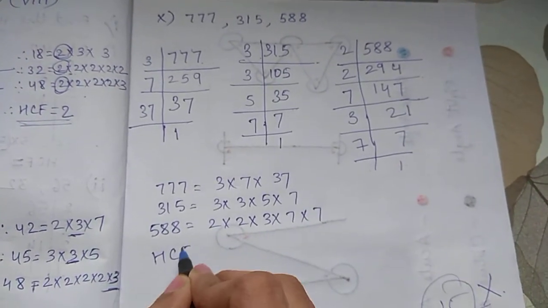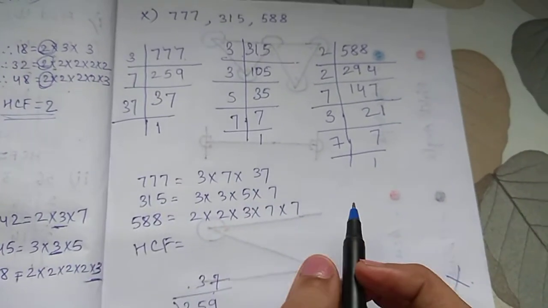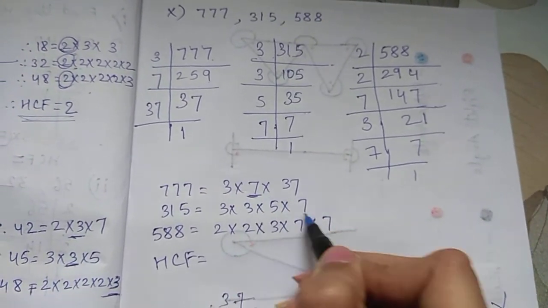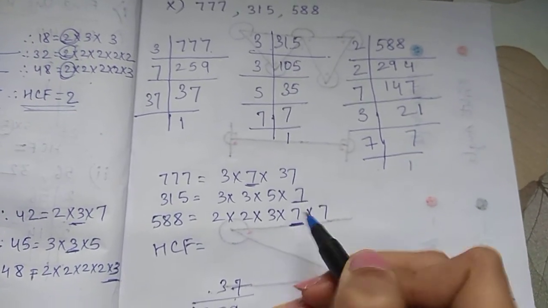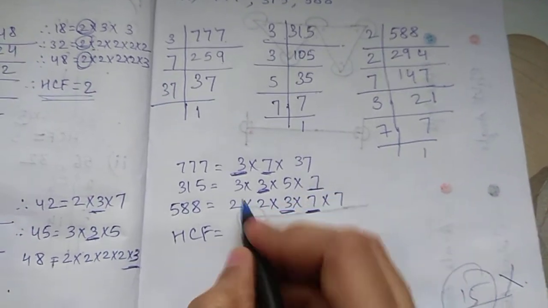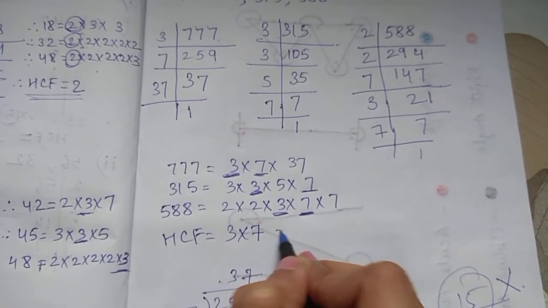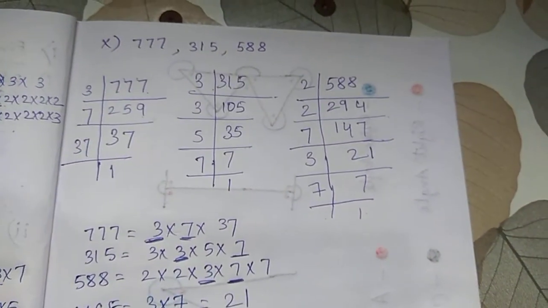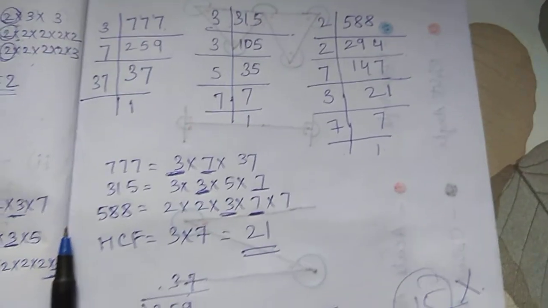Here for HCF, again, what is common in all these three? What I can spot is 7 and 3. 3 multiplied by 7, so 3 7s are 21 is your HCF for this sum. Thank you.